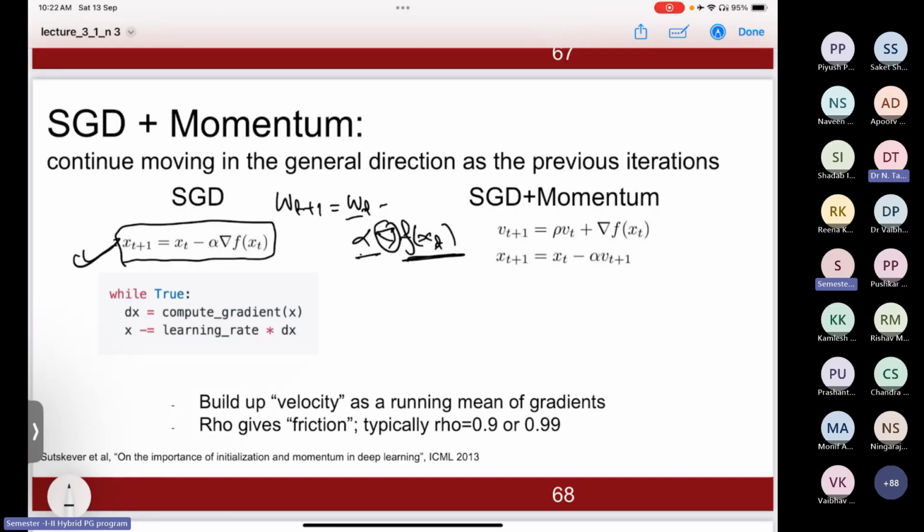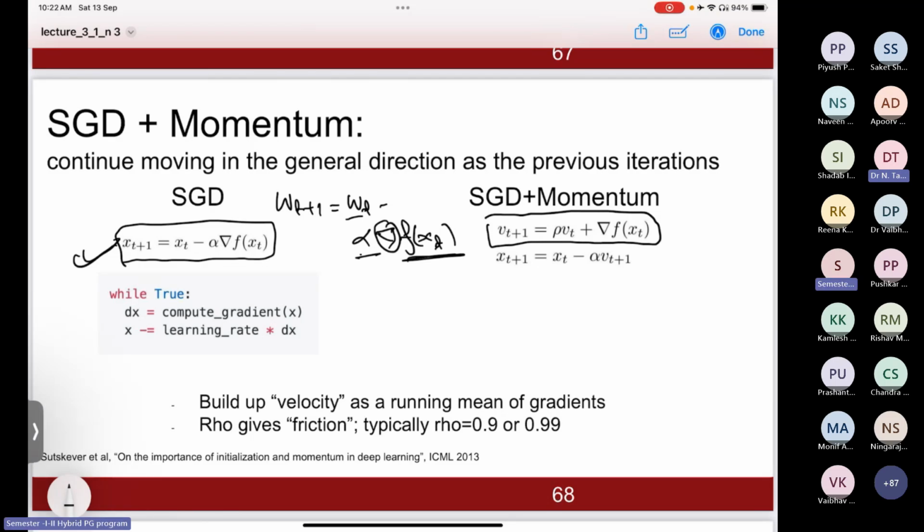Otherwise, things are the same. Now, in the case of SGD plus momentum, what we have done is just introduced one extra line here. This is the extra line, and that will play the major role.